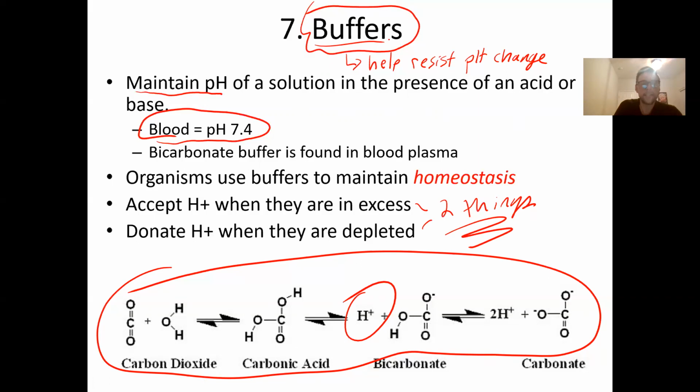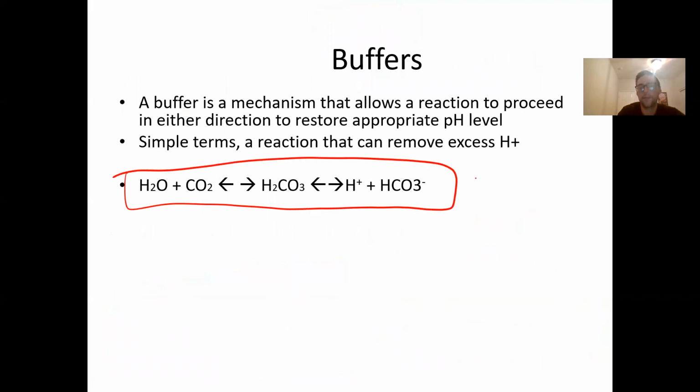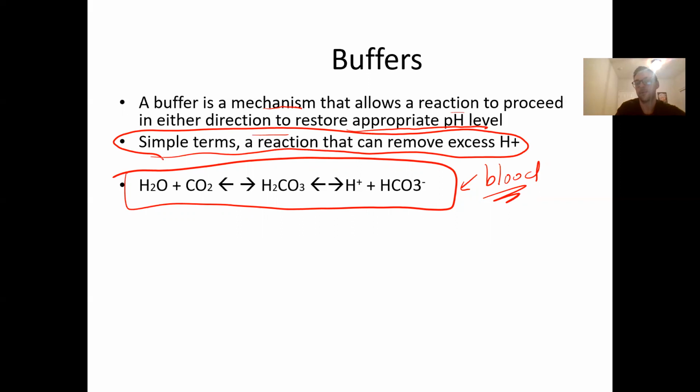Let me put this into context in this equation. This is a pretty common one that we'll talk about. This equation is found in our blood, and that's because you don't want your blood pH to change. Like I just mentioned, it's about 7.4, and you want to keep it around there. Again, this is stating the same thing: it allows our reaction to proceed in either direction, forward or reversed, to restore the appropriate pH level. In simple terms, it's a reaction that can remove excess protons.